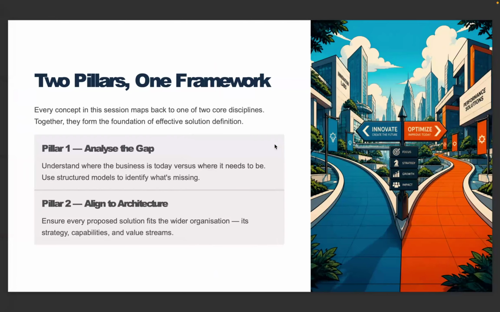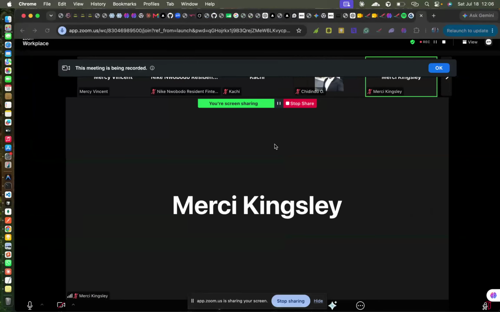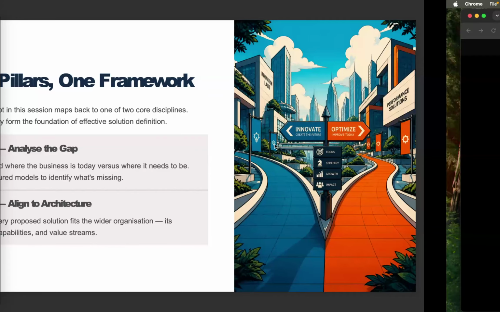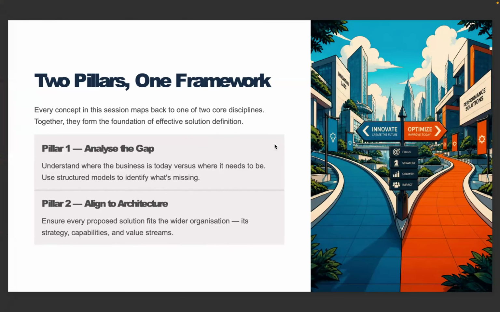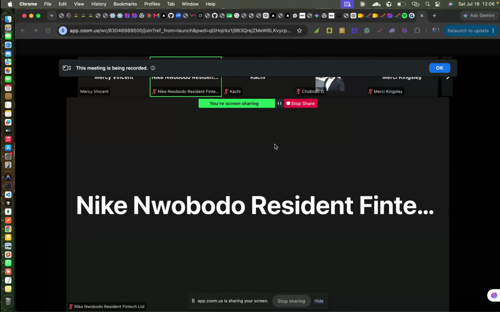Can you see my screen now, just to confirm? Please, I would like to say thumbs up if everyone can see my screen. Yes, please. Hello. It's off and on. It's on now.